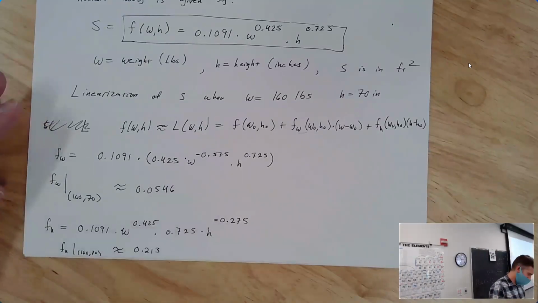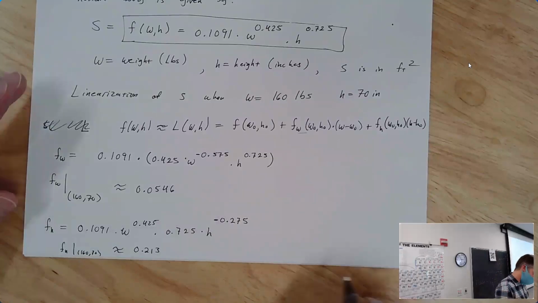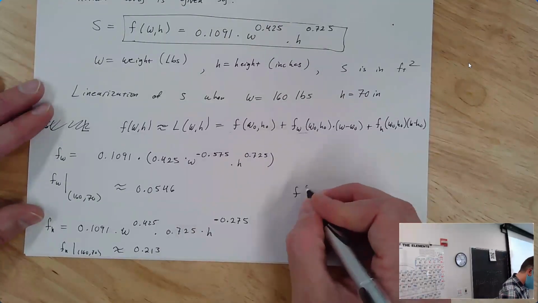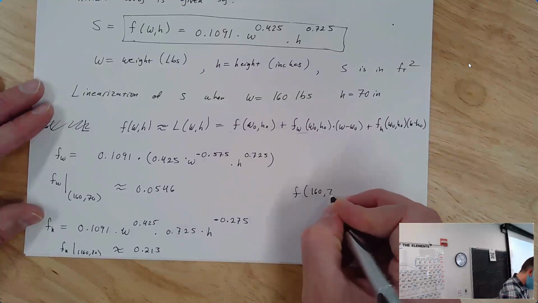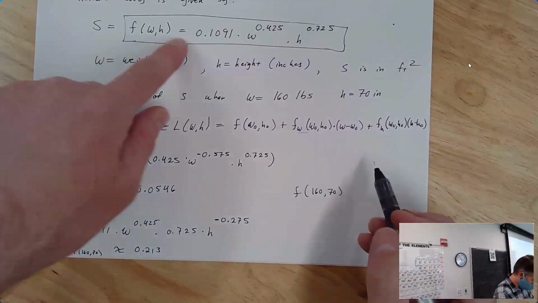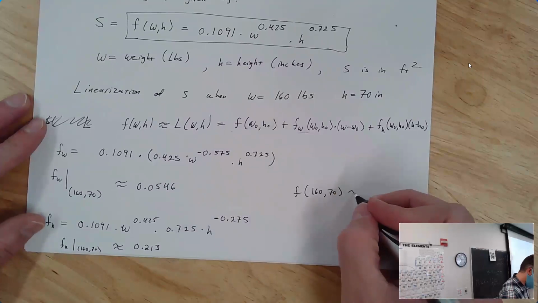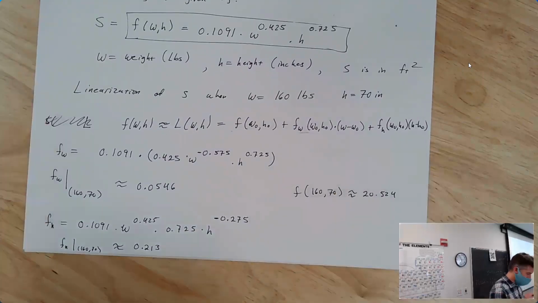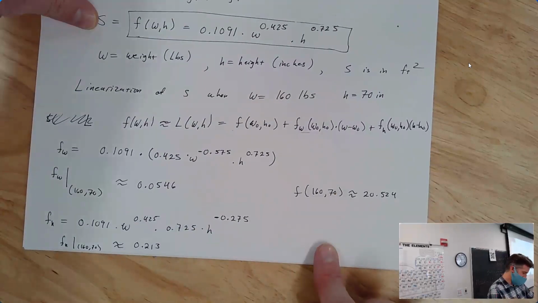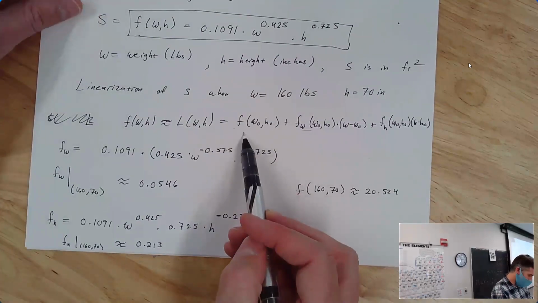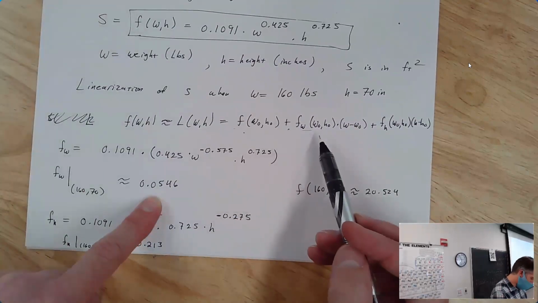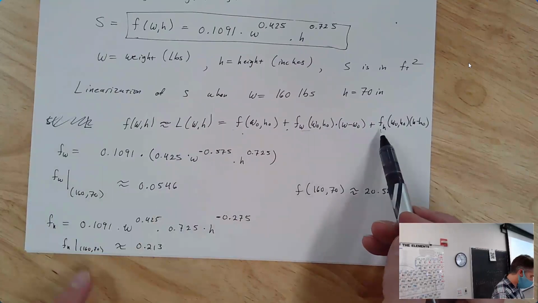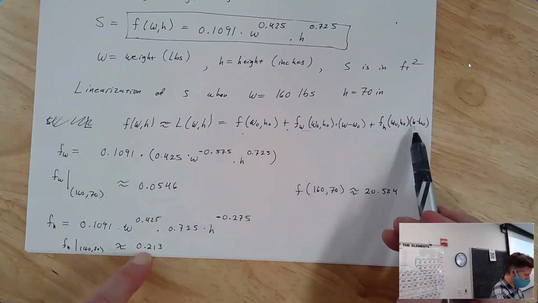0.213. And then we also need to find this here. So f of 160, 70, plugging that into this equation is going to give us approximately 20.524. So let's write down what our linearization is. It's 20.524 plus 0.0546 times W minus 160 plus 0.213 times H minus 70.